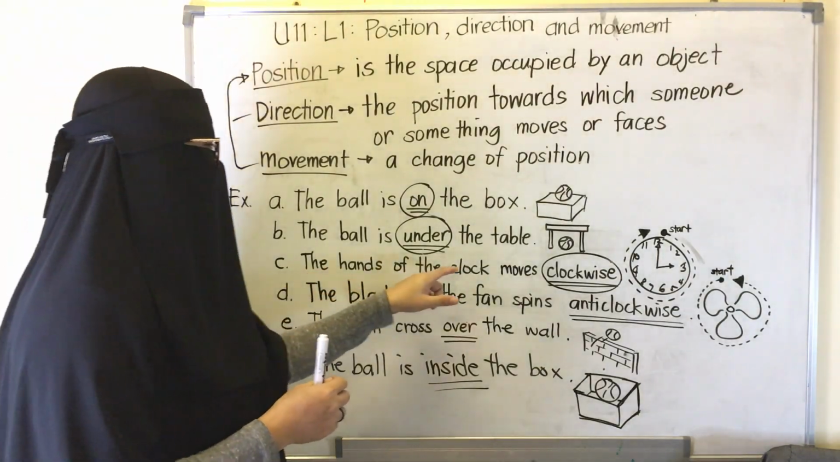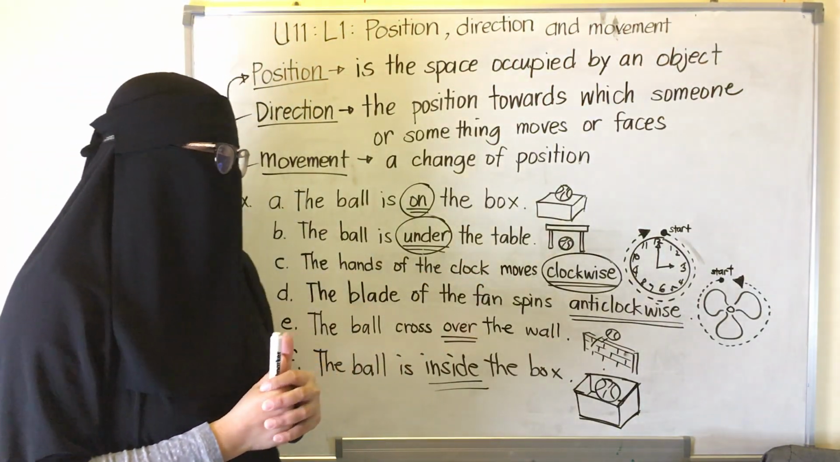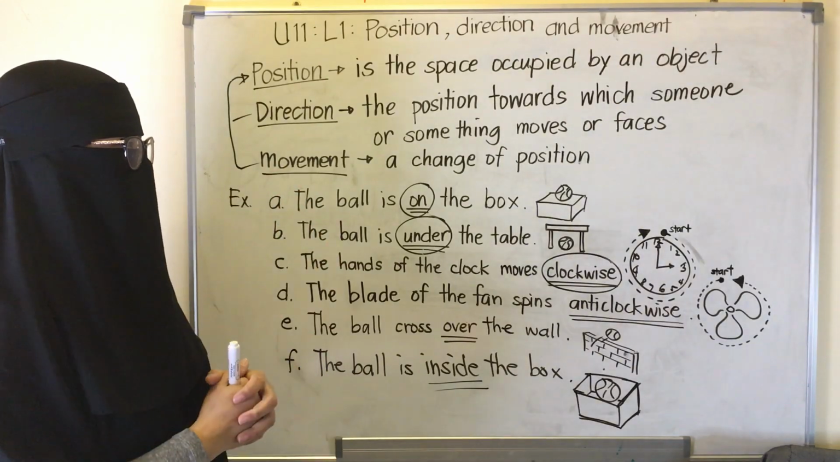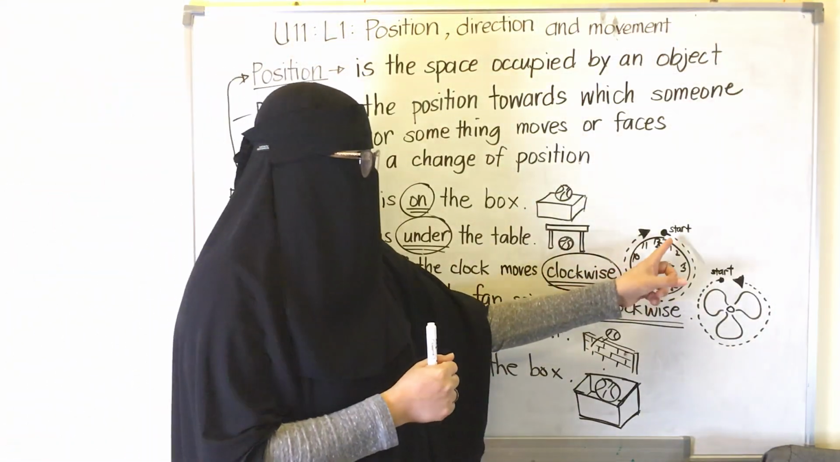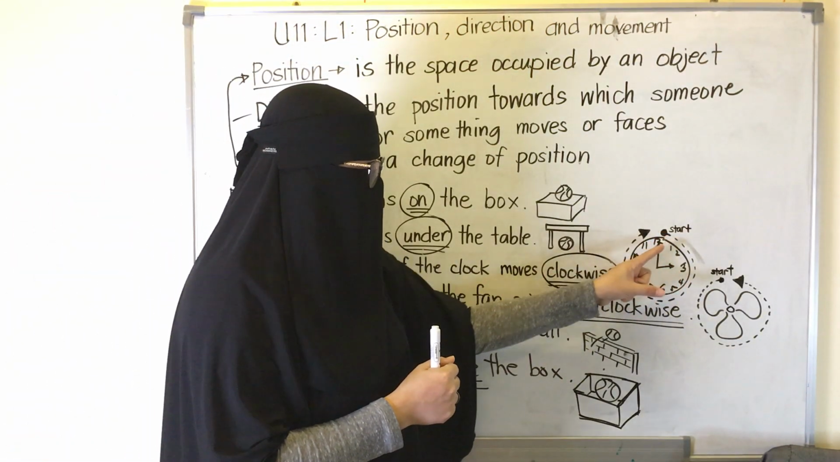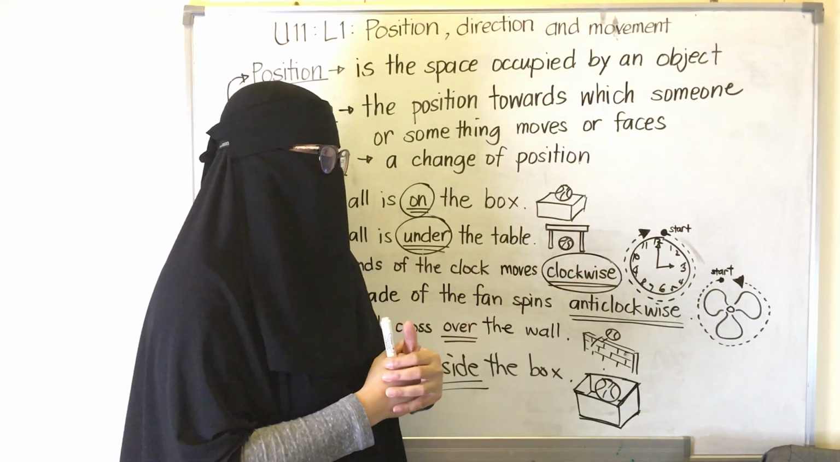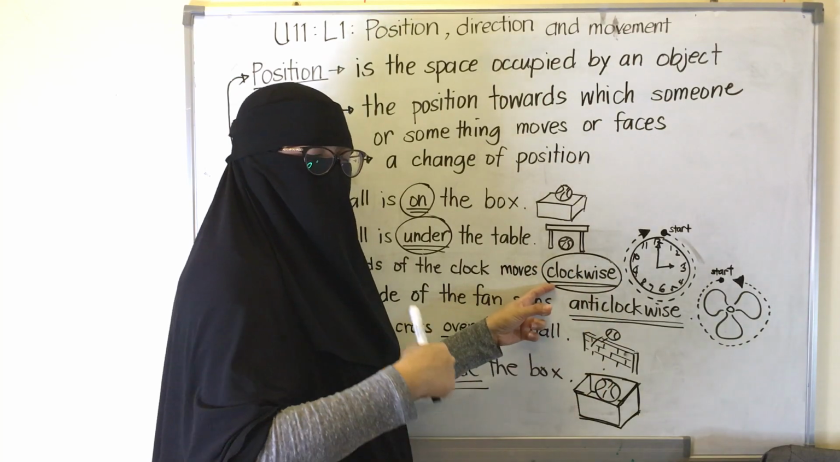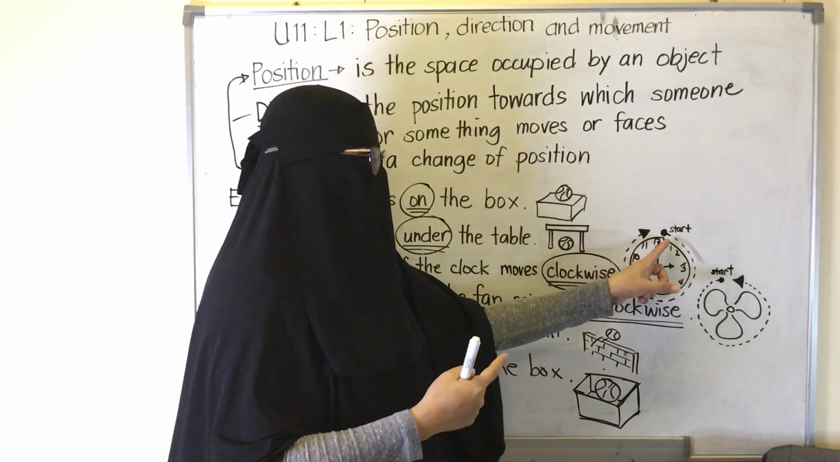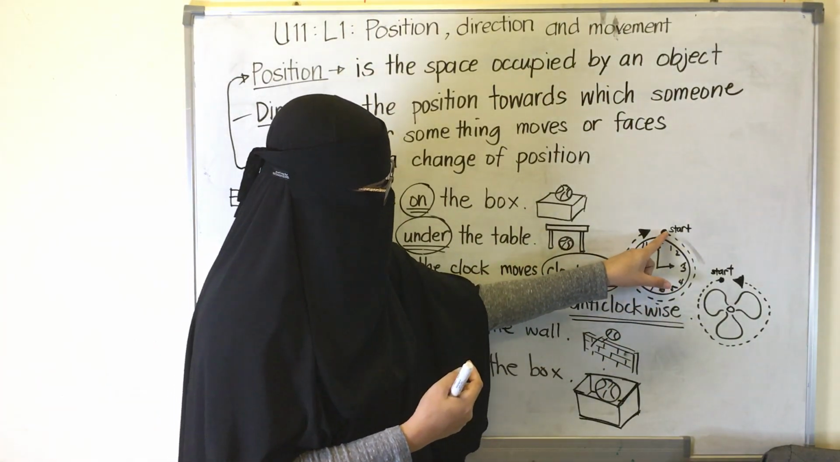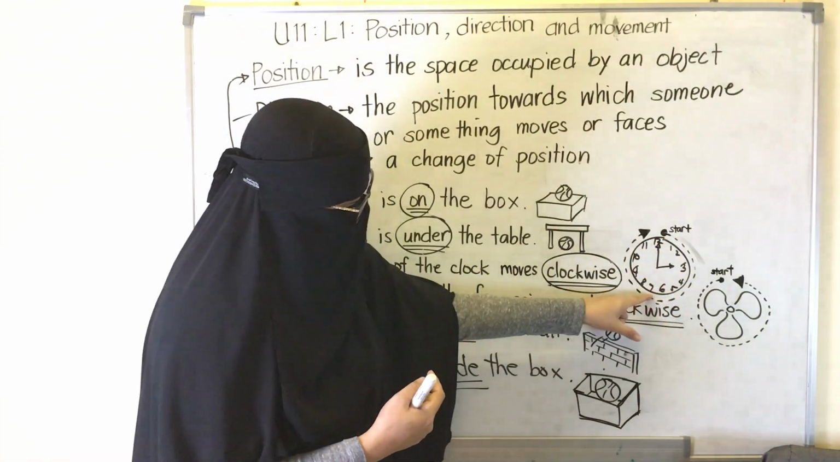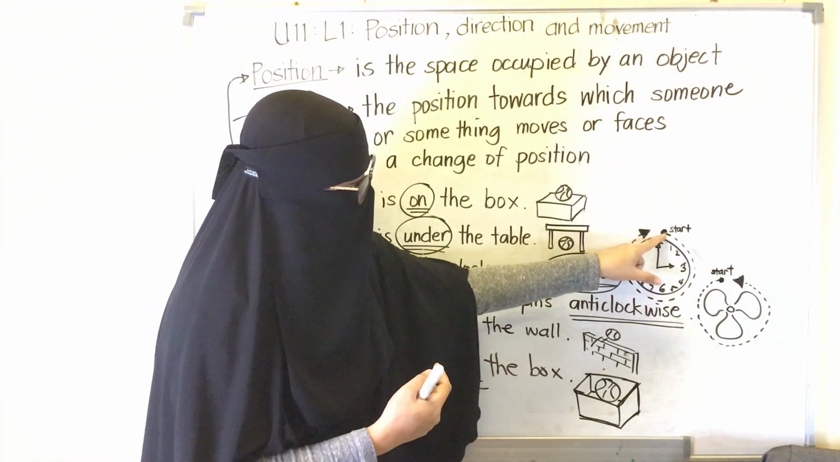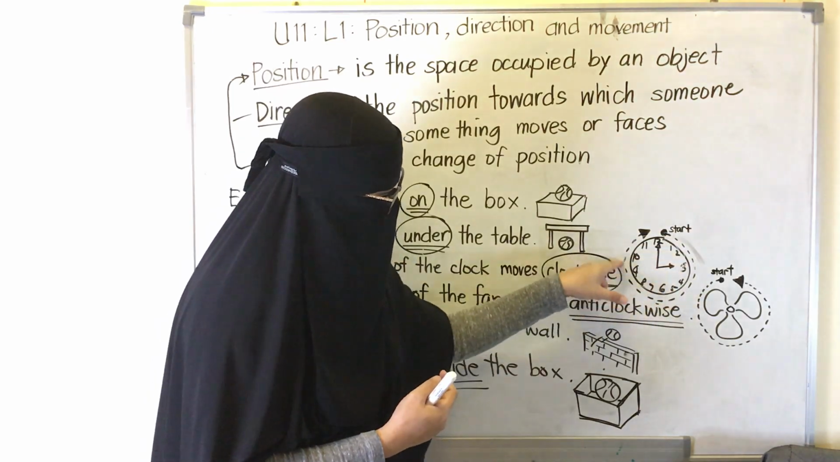Look at the hands of the clock. If you observe how the hands of the clock are moving, they are moving clockwise. Clockwise means the movement goes the way the clock is moving. You start from here and it goes in this direction. So it's clockwise, like this.